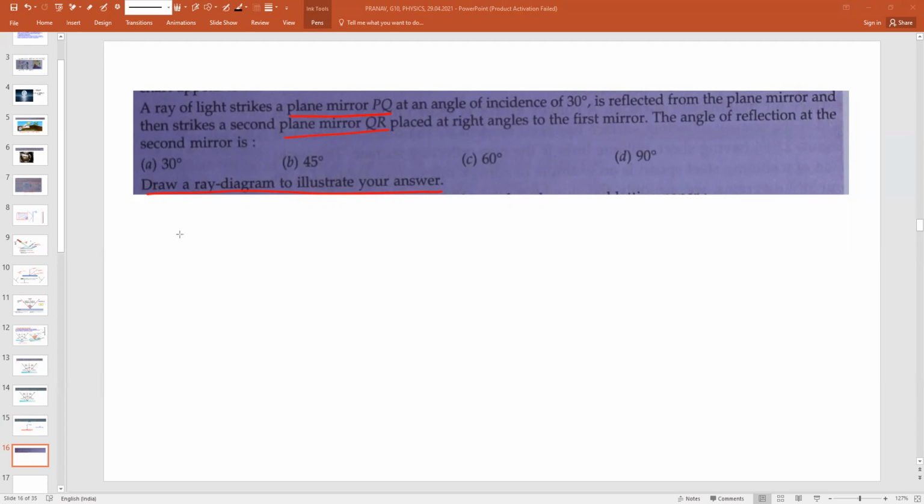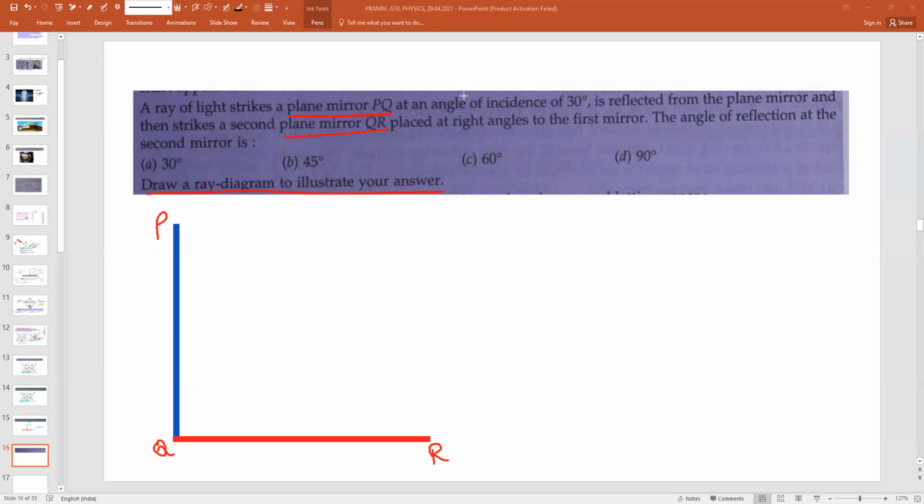A ray of light strikes a plane mirror PQ at an angle of incidence 30 degrees, is reflected from the plane mirror and then strikes a second plane mirror placed at right angles to the first one. The angle of reflection at the second mirror is? So you can see here we have two plane mirrors, right? One is PQ and another one is QR.